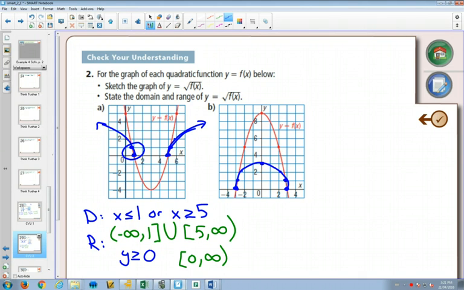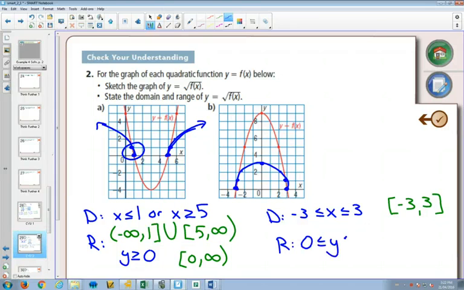So for the second one, our domain is between -3 and 3. And our range is between 0 and 3.